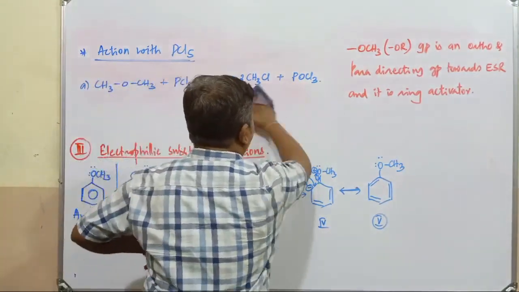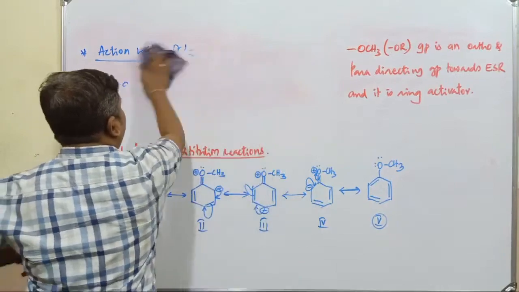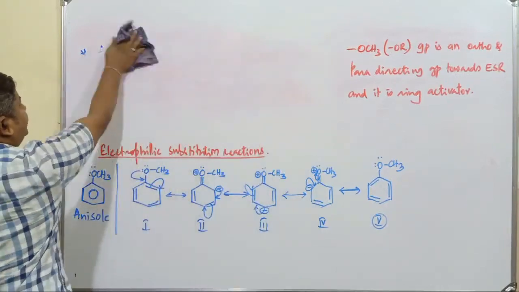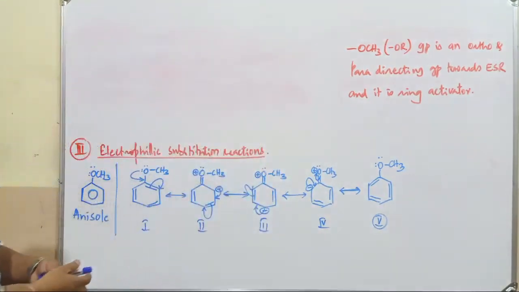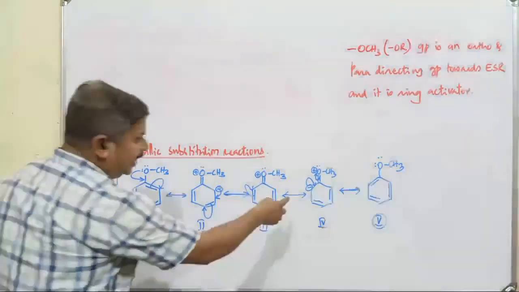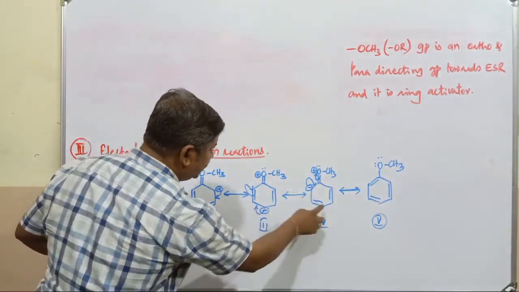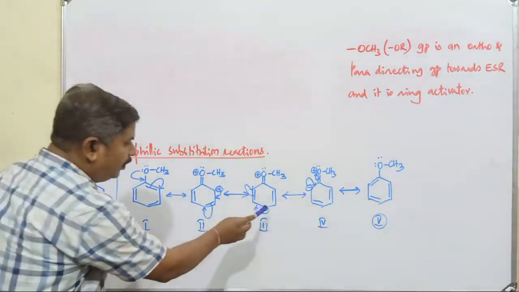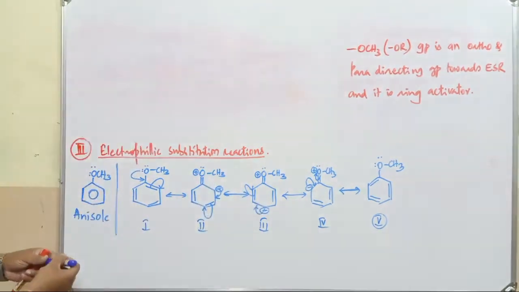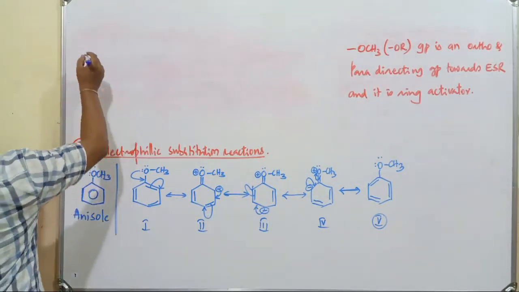Only on ortho position or para position. It never goes to meta position, because meta position does not have negative charge, that is, there is no electron density at this meta position, so the electrophile does not attack the meta position; it attacks only the para position or ortho position. So some of the reactions we have to discuss here.